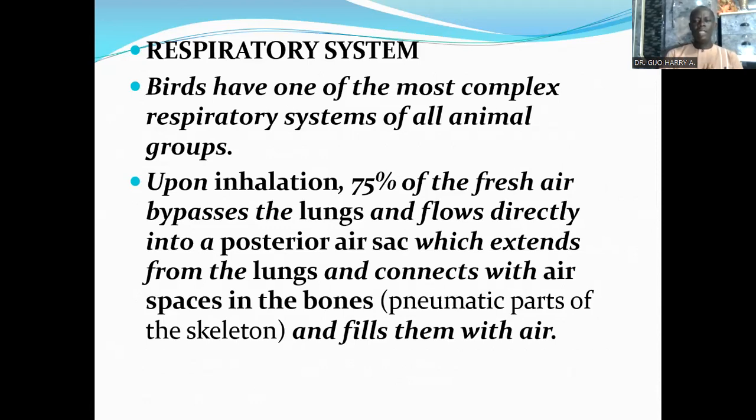Okay? And the air also fills these pneumatic cavities. That's to say that some of the 75% of the air that comes in gets into the posterior air sac and also extends from the lungs and connects with the air spaces in the bones. So the respiratory system of the birds consists of the nostrils, the trachea, okay, the lungs, and also air sacs and pneumatic cavities that are part of the respiratory system.